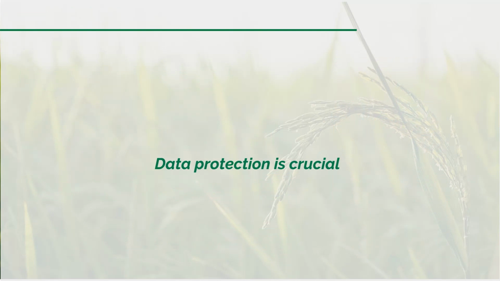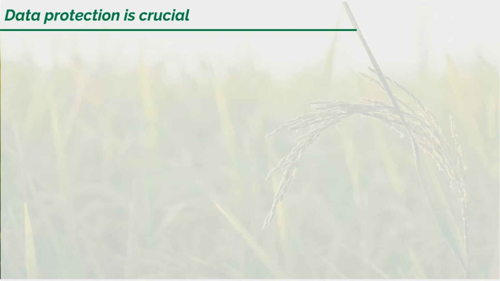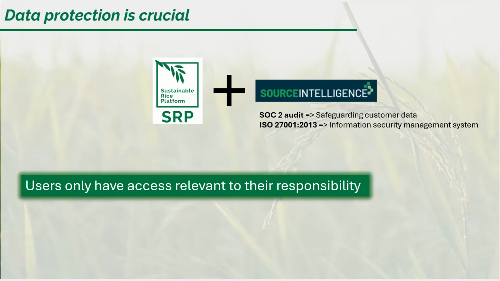SRP understands that data protection and data privacy are essential pillars of ensuring trust and security in RiceTrace. SRP works closely with Source Intelligence to develop the RiceTrace and to ensure the safety of all information entered into the platform. Source Intelligence maintains the highest standards of customer data protection and security by complying with SOC2 audit and achieves ISO 27001:2013 certification. RiceTrace access is granted based on user roles, ensuring users only have permissions relevant to their responsibilities.